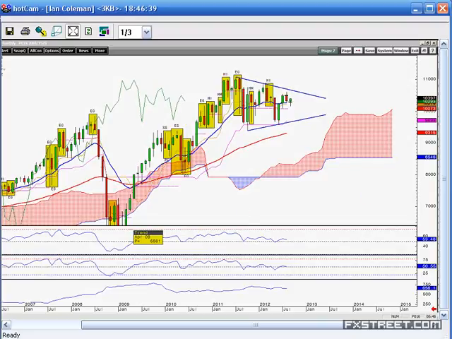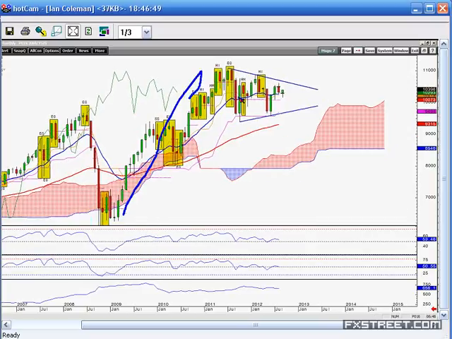Wrong tool. Okay, it could be seen as a flag formation, which is a bias to break to the upside. I'm not sure. Symmetrical triangles give you a slight bias to the upside, but they can be very hard to trade, because you get that choppy trading within the triangle as it squeezes towards the end. So we take note of that.